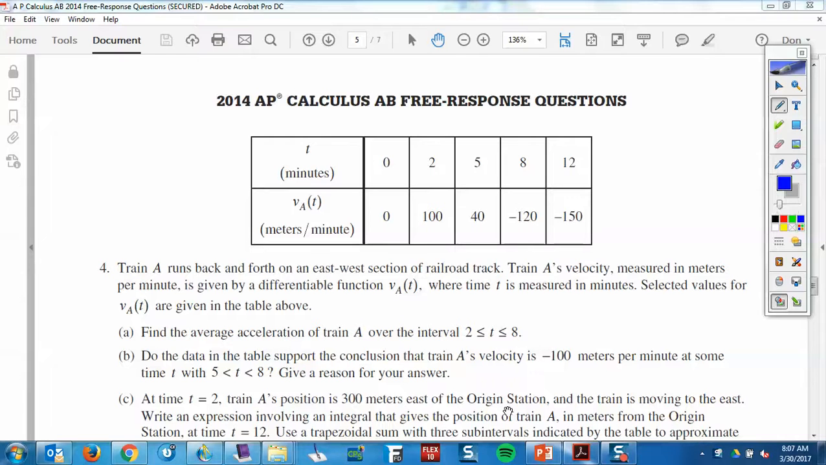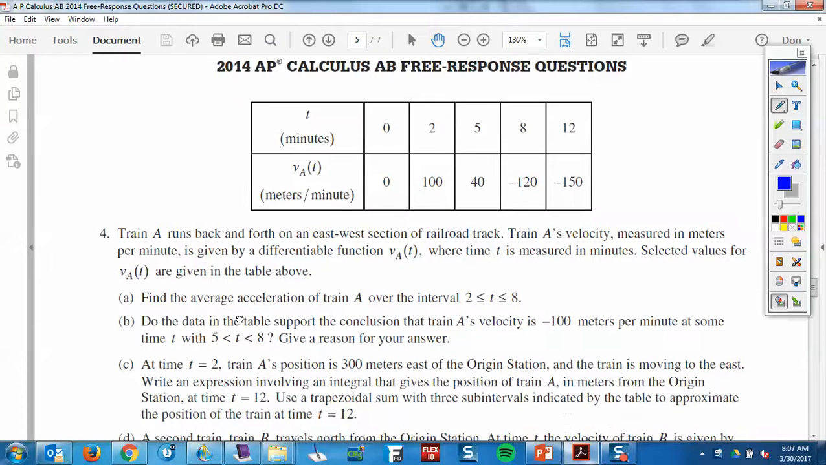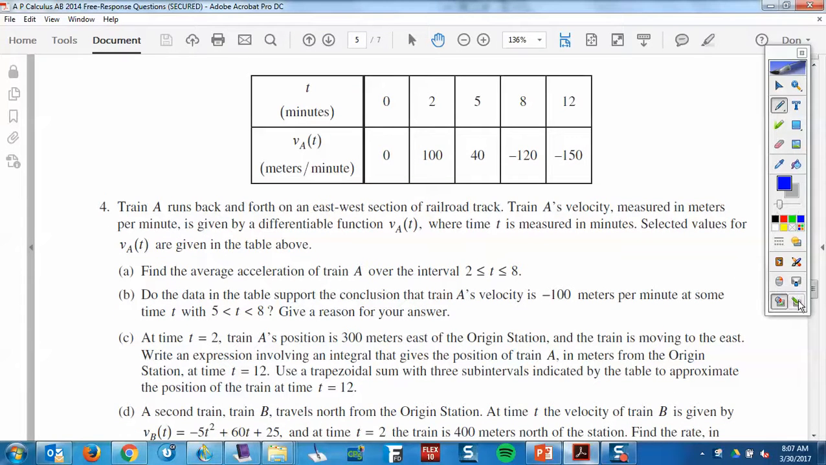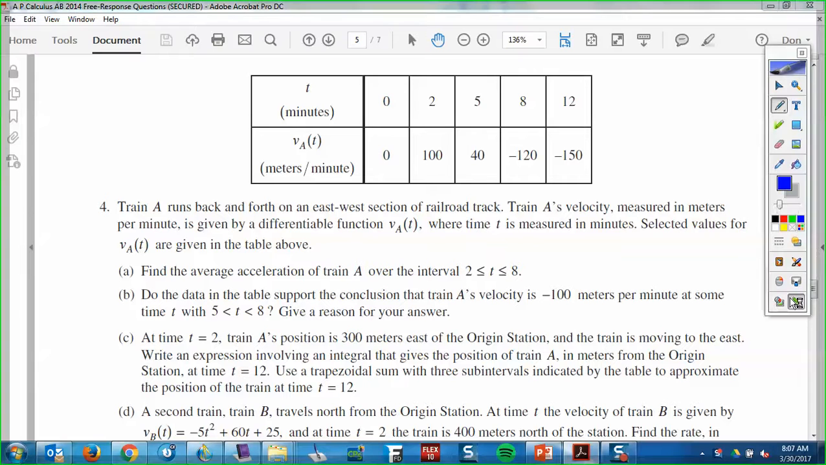Train A runs back and forth in an east-west section. This is the velocity. It's differentiable. You have the velocity of train A, so they put a little A in there, but whatever. Okay, average acceleration. So quickly, what do you do? What do they ask for, average acceleration?